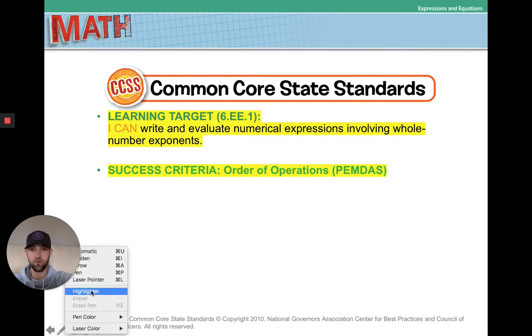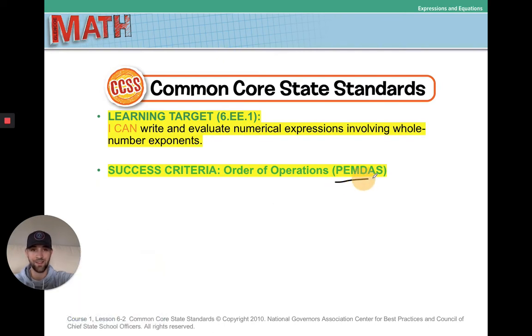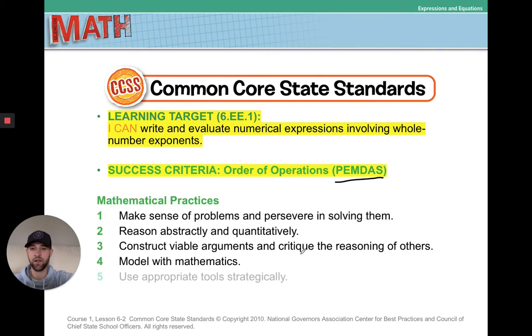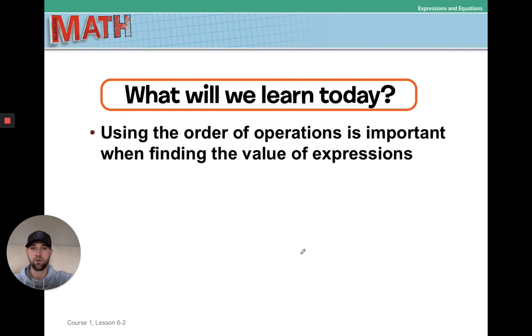Okay. You all know this. I'm going to pull up my pen here. You all know this as PEMDAS. Okay. Hopefully you remember what that means. If not, we will be going over what it means in just a second, okay? You're going to see some math practices here, just some stuff that you're going to be completing while going over this lesson. And we'll get into what we're going to learn today.